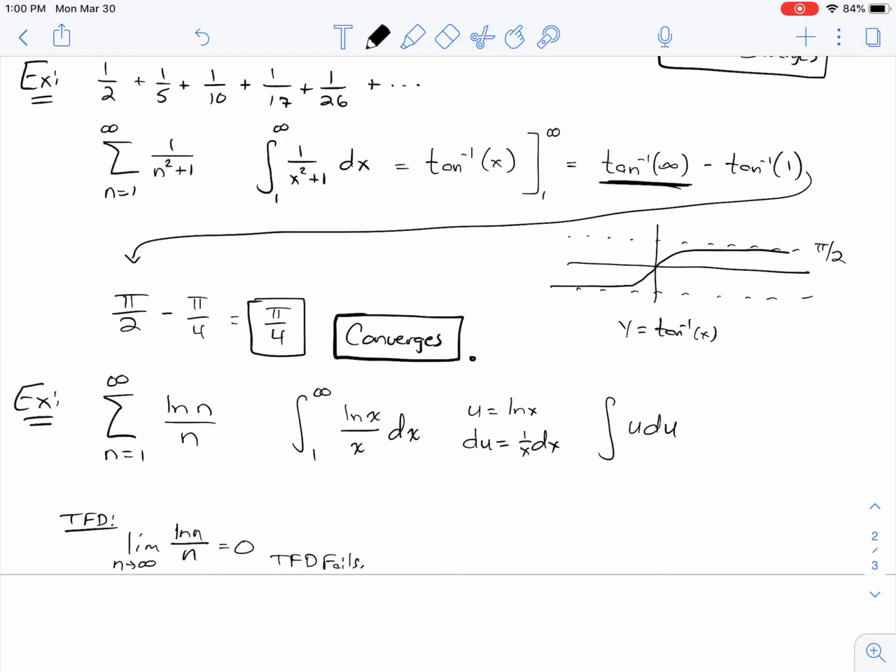And my endpoints, on the bottom, I get ln of 1, which is 0. And on the top, I get ln of infinity, which is infinity. All right, when I integrate this, I get 1/2 u squared. So I get 1/2 of infinity squared minus 1/2 of 0 squared. So it's an infinite number minus 0, so it's infinity. And therefore, this thing diverges.